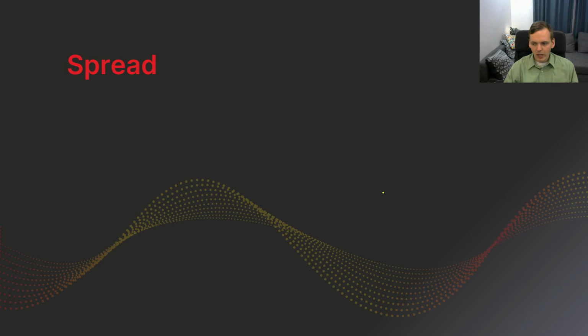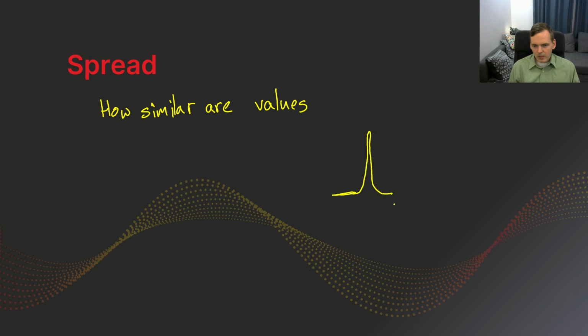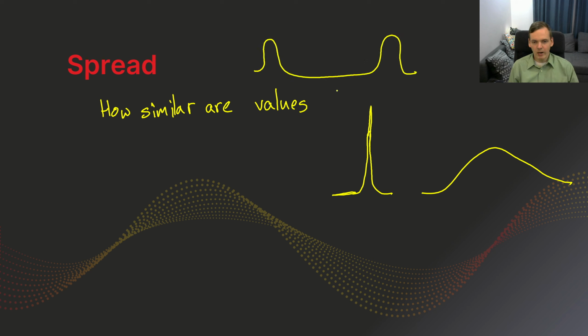Next, spread. Spread is how similar the values are. So a data set that looks like this has much less spread than a data set that looks like this. Maybe there's the same number of things, maybe they're centered at the same place, maybe other things are similar, but the spread is very different. In this case, there are more values at this center peak. In this one, they're spread out. Likewise, you can have some really extreme spreads like something like this, where there are no values in the center, they're really at the extremes. So this is what we describe with spread.